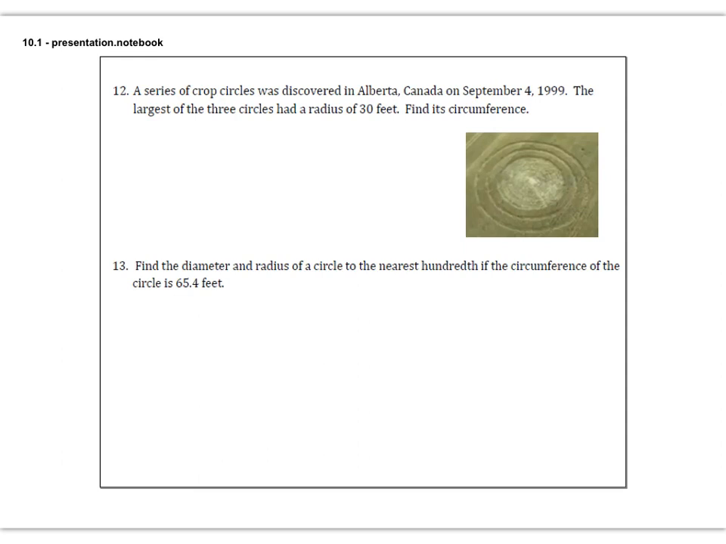A series of crop circles was discovered in Alberta, Canada on September 4th, 1999. The largest of the 3 circles had a radius of 30. Find the circumference. All right, think about that, you guys. If the radius is 30, what's the diameter? If you said 60, you're right.